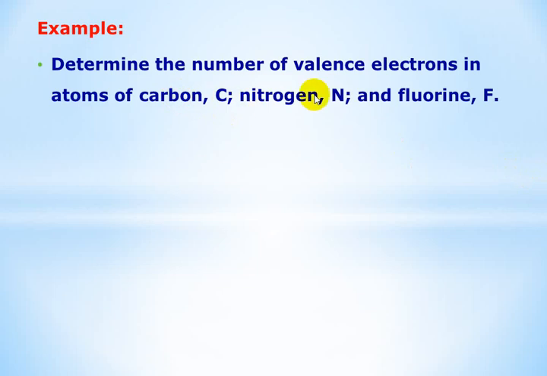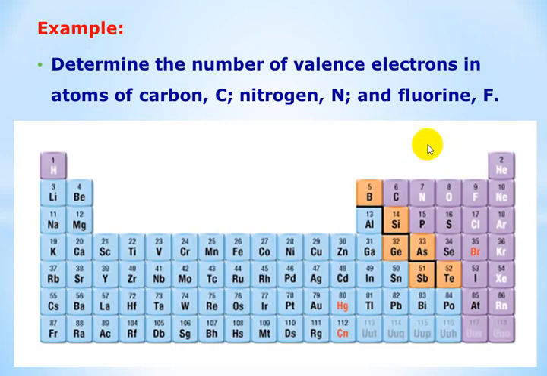Example: determine the number of valence electrons in atoms of carbon, nitrogen, and fluorine. Where is carbon? Carbon is in group number 14. So carbon has 4 valence electrons. Nitrogen in group 15 has 5 valence electrons. Fluorine in group 17 has 7 valence electrons.